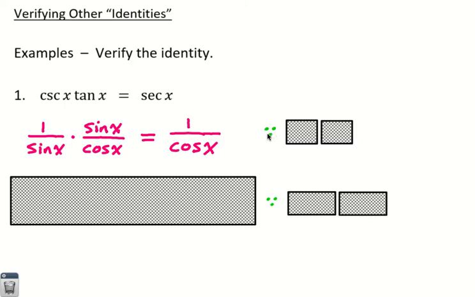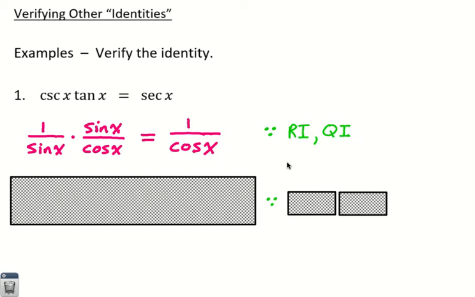This little symbol right here is basically math notation for "because." So whenever you see this symbol, it's like seeing the word because. So why is this the same as this? Well, because of the reciprocal identity and because of the quotient identity.